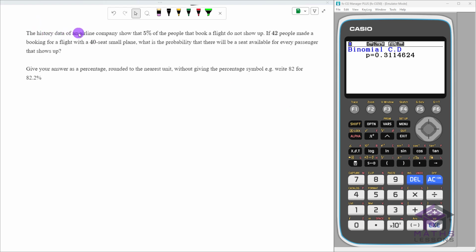Right, another binomial question here. The history data of an airline company shows 5% of people who book a flight do not show up. If 42 people book a flight with a 40-seat plane, what's the probability there'll be a seat available for every passenger that shows up?